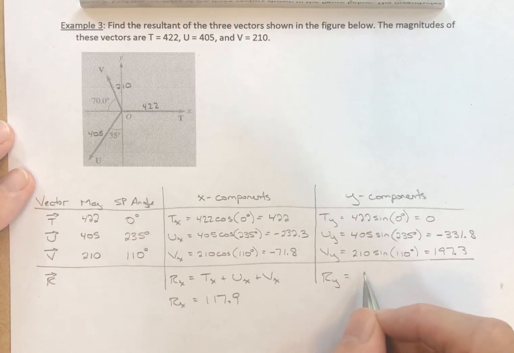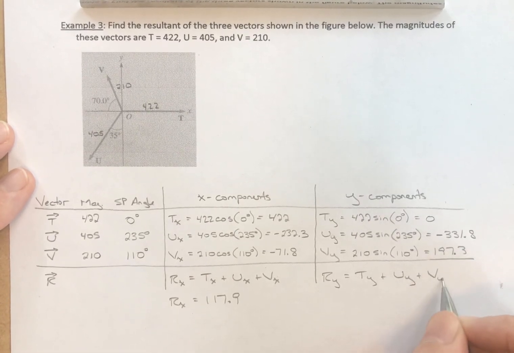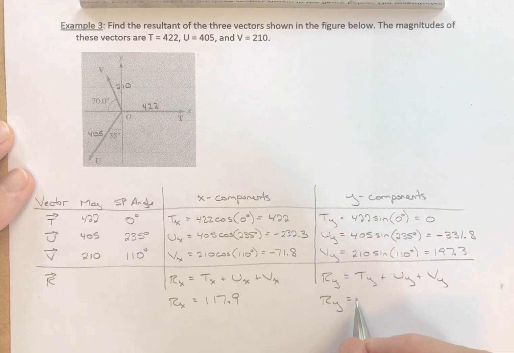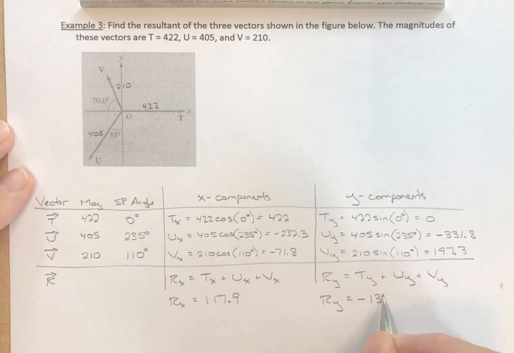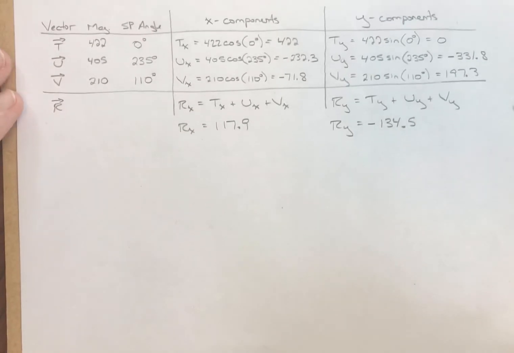How do I find the y component of the resultant vector? Well, I'm going to add them all up. The y component of t plus the y component of u plus the y component of v, and with a calculator, that comes out to be negative 134.5 units. Okay, and so we're right back where we want to be.